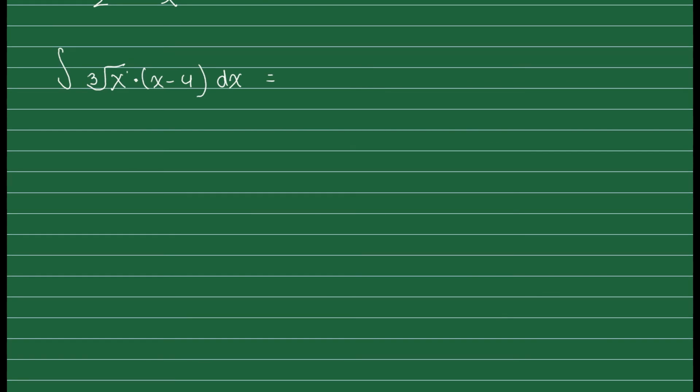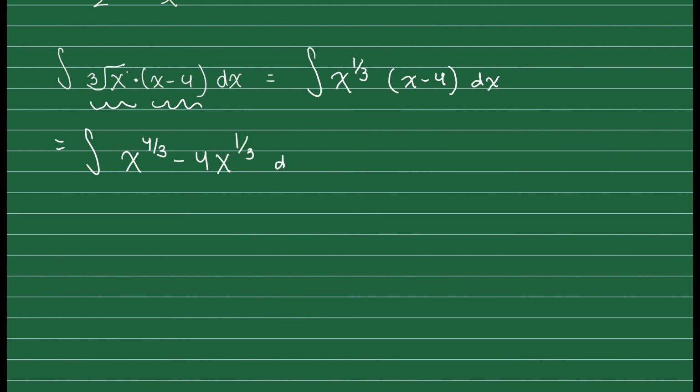In this problem, we want to be able to integrate this. However, we don't know how to do integration of products, so we just have to go ahead and actually carry the product before we do the integration. In this case, we need to notice that the cube root of x is equivalent to me having the integral of x to the 1/3 times x minus 4 dx. This is equivalent to the integral of x to the 1/3 times x, which is x to the 1/3 plus the power 3/3, so it's x to the 4/3, minus 4x to the 1/3 dx.